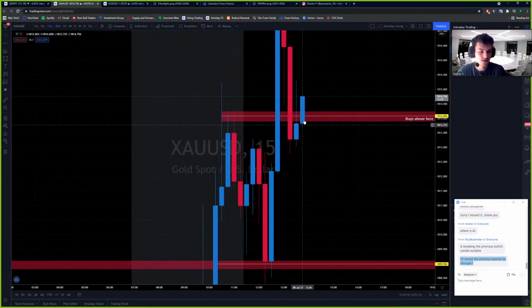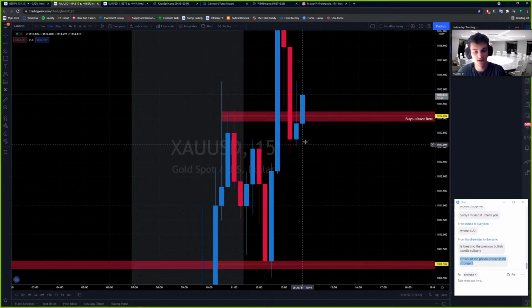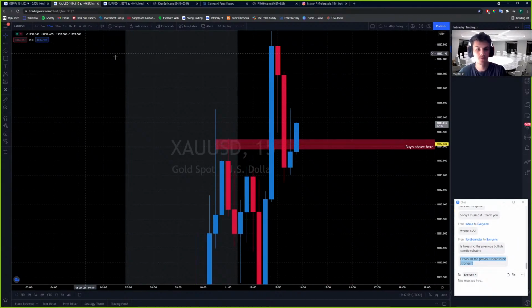Right now, no trade because price is just going up. We don't know if it's going up to grab orders or to retest the highs and flip the hourly bullish.